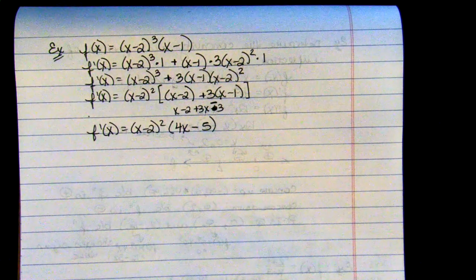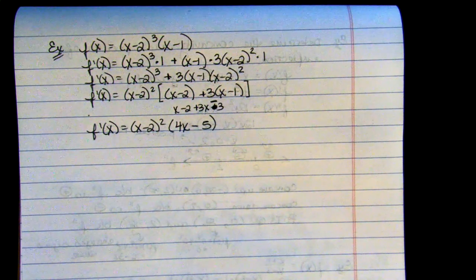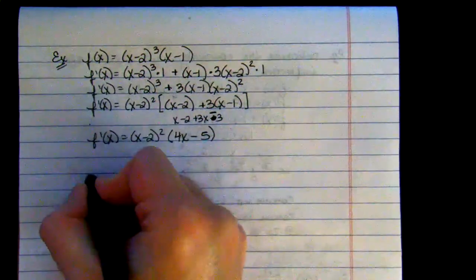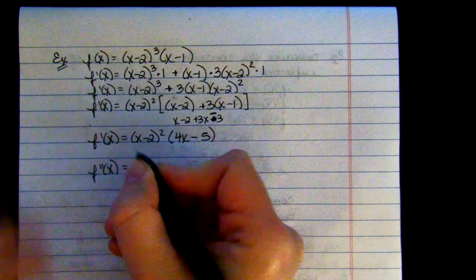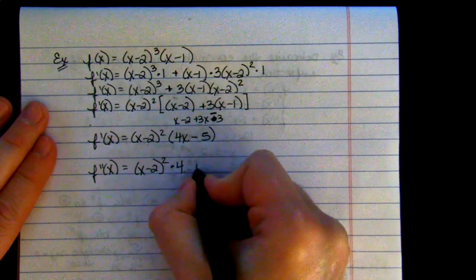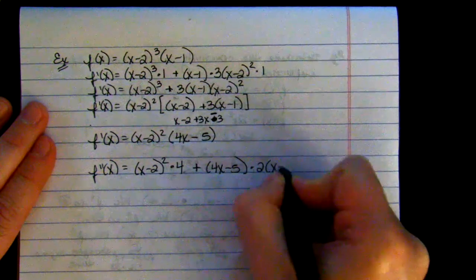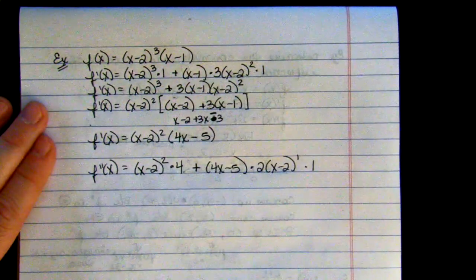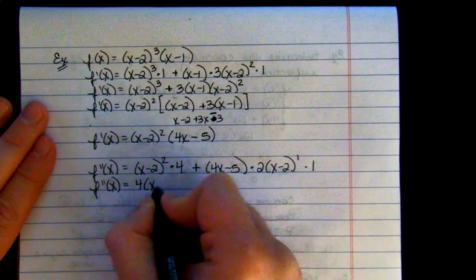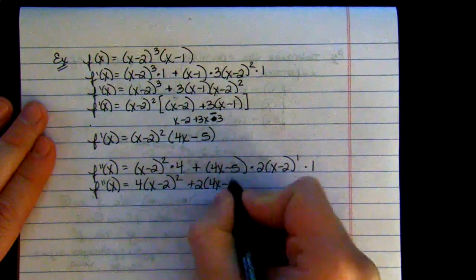I need the second derivative, which means you've got to go do this again. Product rule and chain rule within it. See if you can calculate your second derivative. First, x minus 2 squared times derivative of the second is times 4, plus second, 4x minus 5 times derivative of the first is 2 times x minus 2 to the first times 1. F double prime of x is 4 times x minus 2 squared plus 2 times 4x minus 5 times x minus 2.